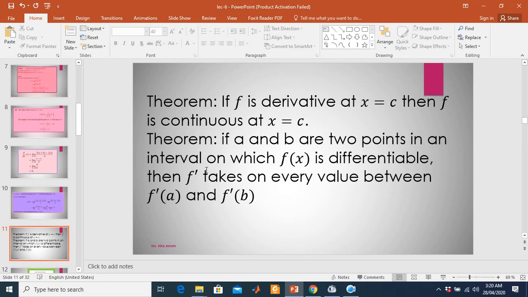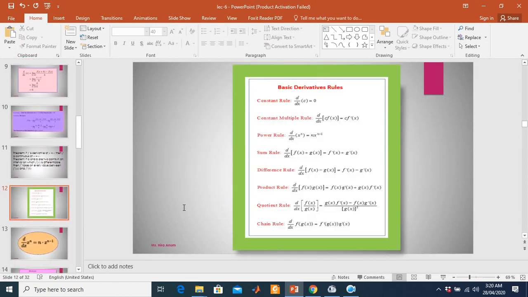If we have a limited interval like 3x to 4x, we have a closed interval or an open interval. We also differentiate between the interval 2 to 3x or 4 to 5x. We know the interval, so we can take the derivative between the interval also. These are some basic rules of derivative.